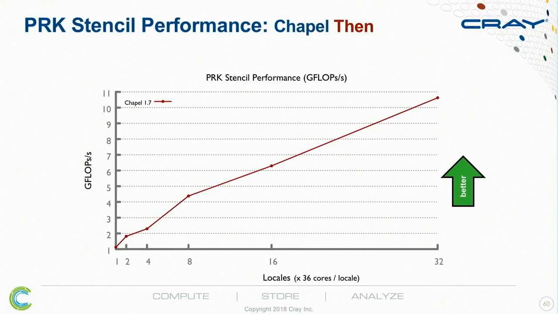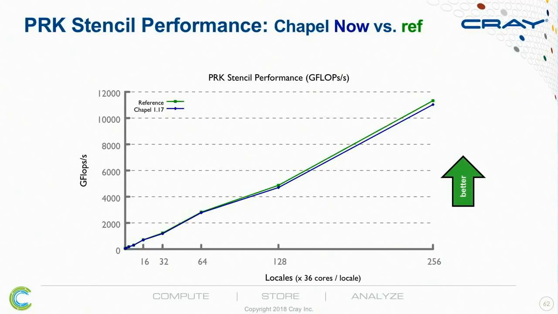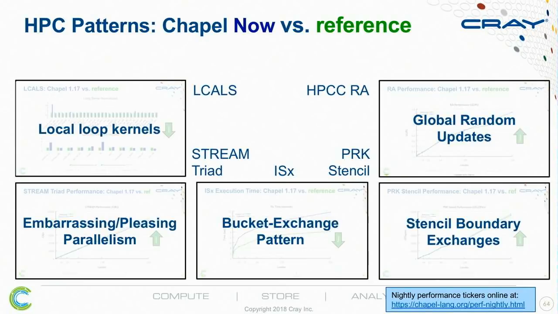Looking at a second example, this is a stencil computation at the end of the HPCS time period. Again, it's getting faster as we add nodes. But if we add today's onto there, basically the red line goes all the way down to the axis. We just were terrible in terms of raw performance then. And again, if I add in the reference, you can see that we're tracking it very closely today. You can look at this across a number of HPC computations. These handle things like just local loops, embarrassing parallelism, bucket exchange, stencils, global random updates. And in all these cases, we're doing quite well compared to the reference version.